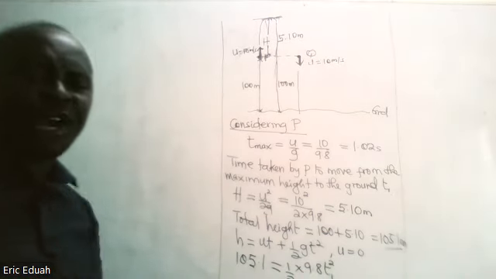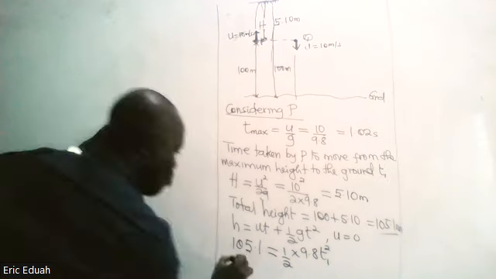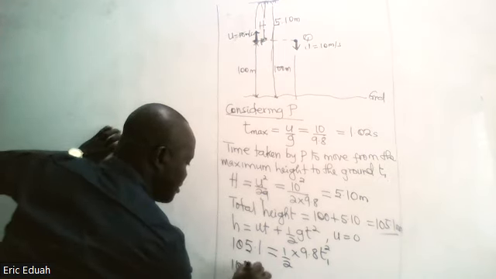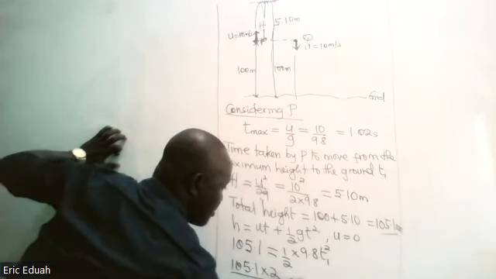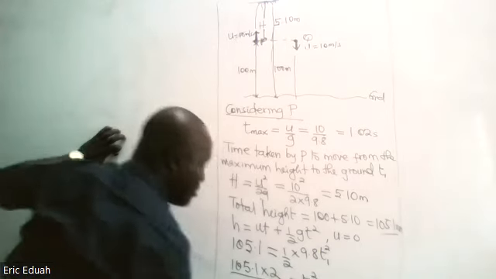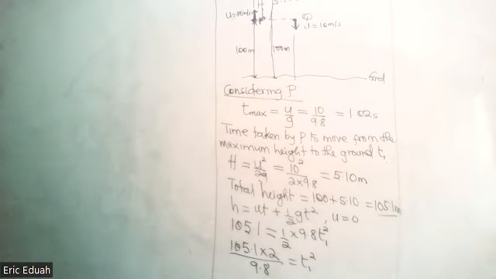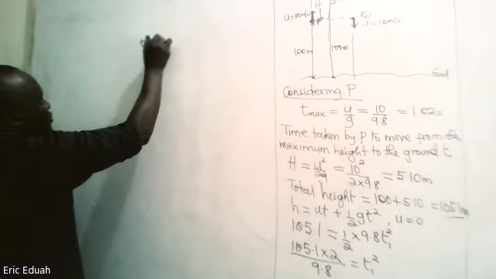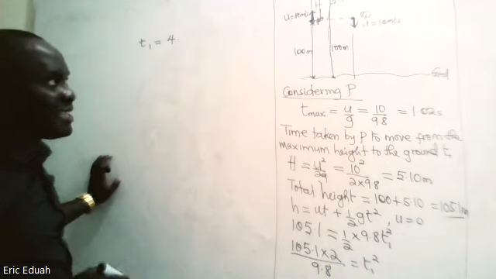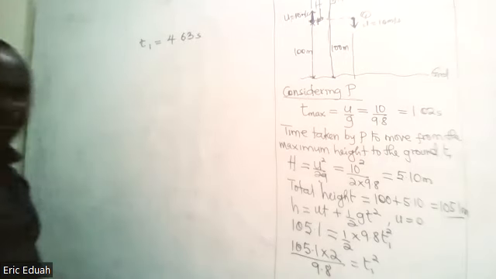So class, quickly help me find T1. What would be the value of T1? 4.63. Come again. 4.63 seconds. Okay, so T1 will be equal to 4.63 seconds.